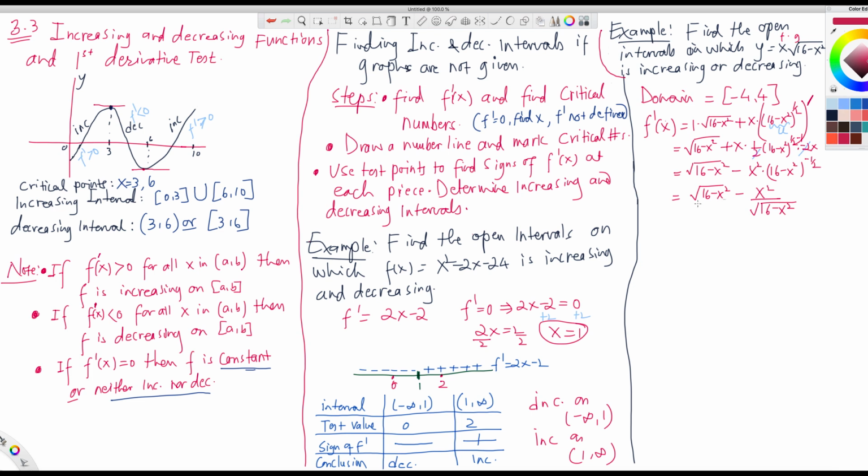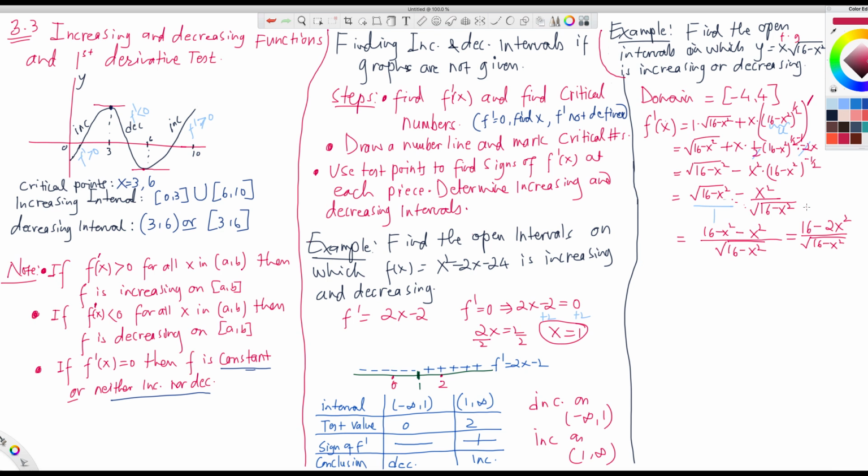Okay, now I want to combine these two. There is a 1 in the denominator of the first term, so to combine, we use the root of 16 minus x squared as the common denominator and do the cross multiplication. This times that is 16 minus x squared, and then minus x squared times 1 is minus x squared. So basically you get 16 minus 2x squared over the root of 16 minus x squared.